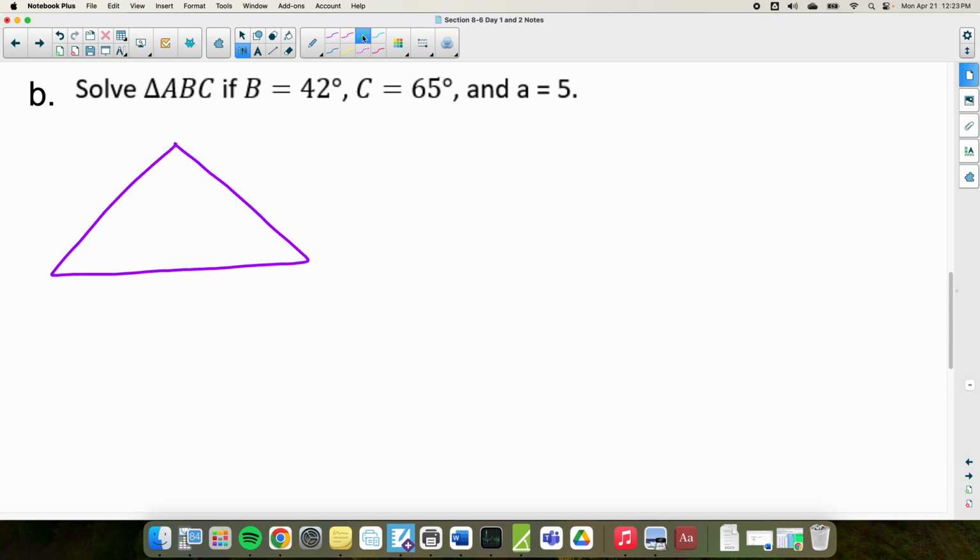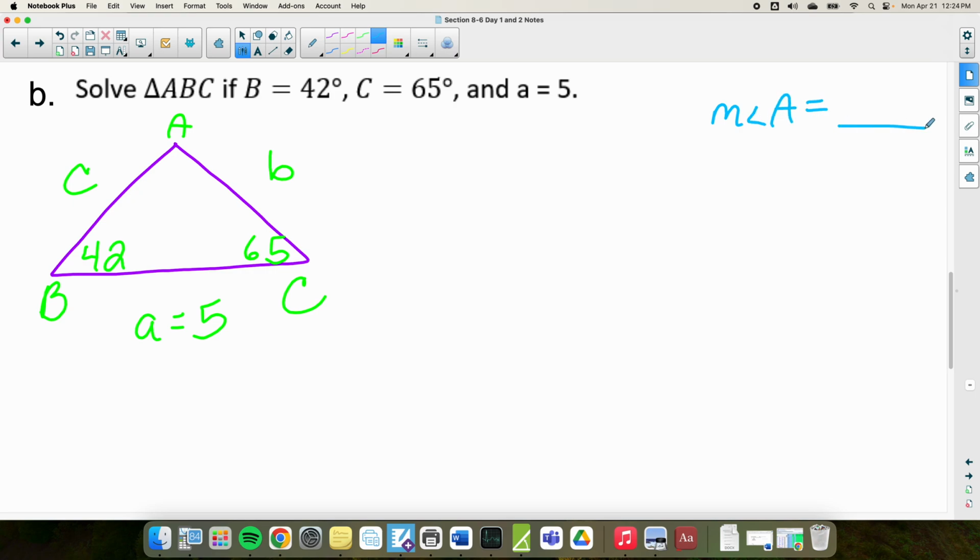So if I look at this one, I have a triangle ABC. They tell me angle B is 42, angle C is 65, and little a, which is across from angle A, is 5. This is B, so this is little b, this is C, so that's little c. So what I have to do over here is I have to find the measure of angle A, and I need little b and little c, okay?